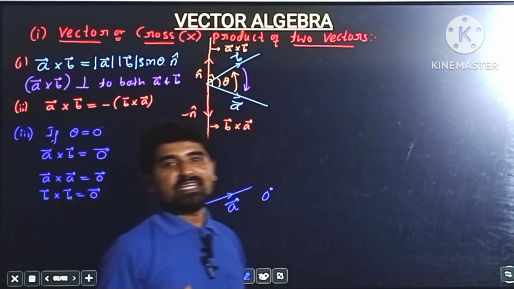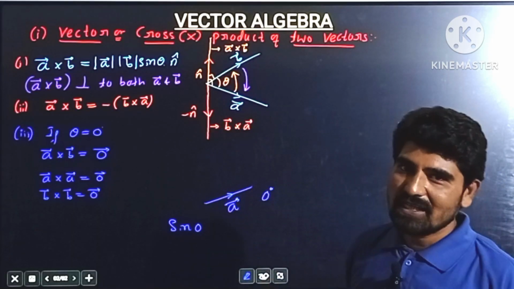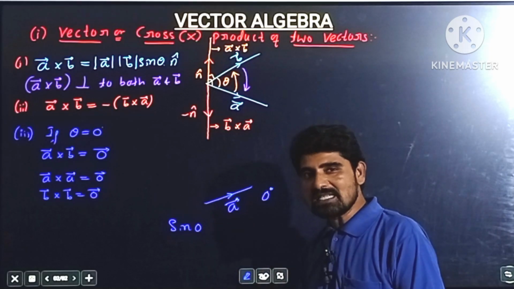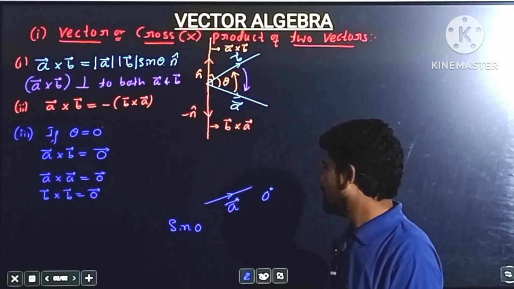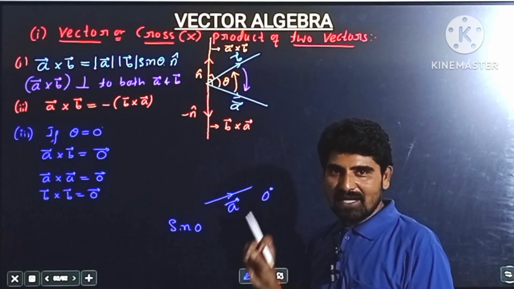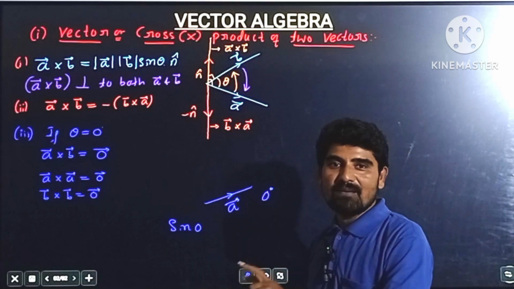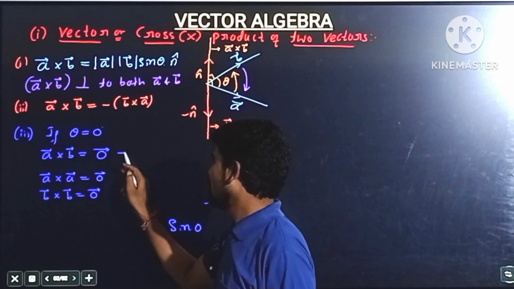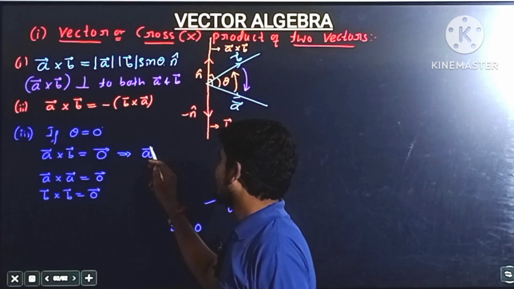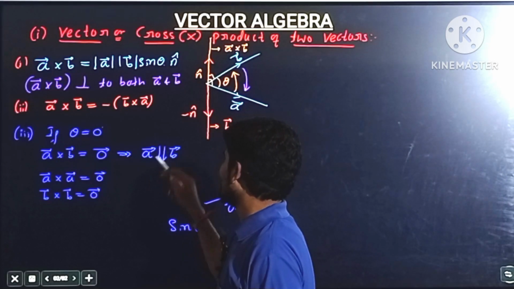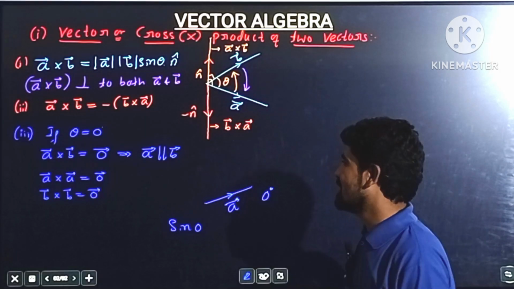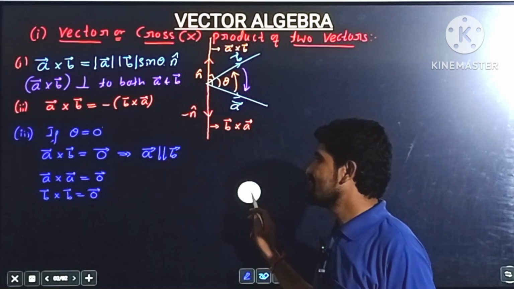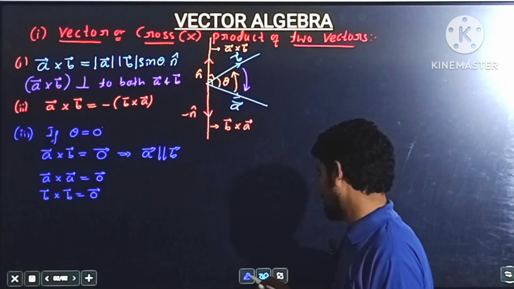It means if the angle between two vectors is 0 degree, then we say that two vectors are parallel. Because every vector is parallel to itself, when the angle is 0, a vector is parallel with itself. It means if the cross product of any two vectors is 0, then we say that the two given vectors are parallel to each other. I hope all of you are understanding.